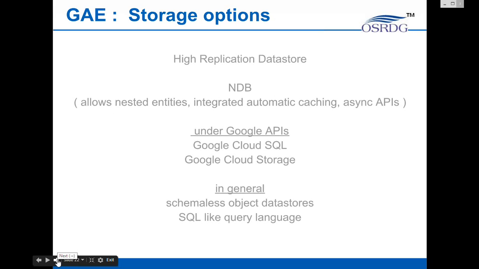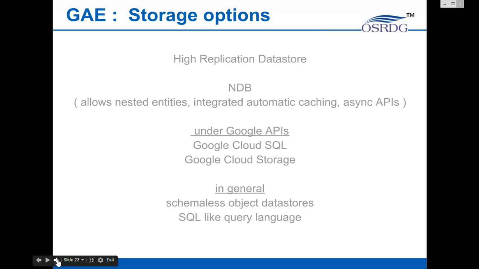Then storage options. This is quite important. Storage options on GAE: the default has now become the High Replication Datastore. There will be synchronous multiple writes happening to several servers, and that takes care of most of the failover and other backup requirements, but it has a performance overhead on writing to more than one server.